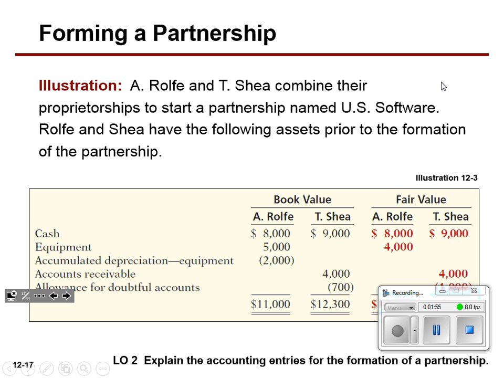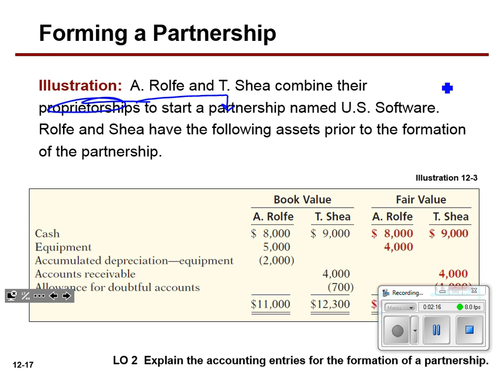So if we take a look at these 2 partners, A. Rolfe and T. Shea, they're going to combine their sole proprietorships to start a partnership. And they're going to call it U.S. Software. Rolfe and Shea have the following assets prior to the formation of the partnership.